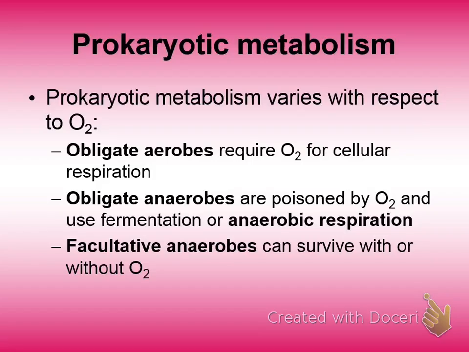So organisms that are obligate aerobes have to have oxygen to survive. Obligate anaerobes are poisoned by oxygen. Botulism and gas gangrene are all these types of processes that take place with obligate anaerobes. They don't need it.